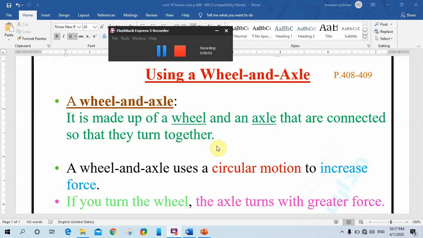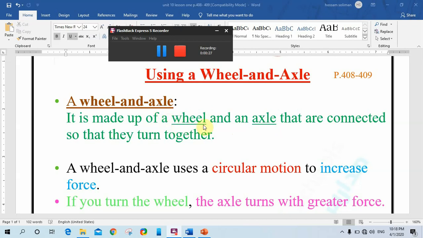Morning, dear students. Today we will study using a wheel and axle, page 408, 409. What is a wheel and axle? It's made up of a wheel and axle.